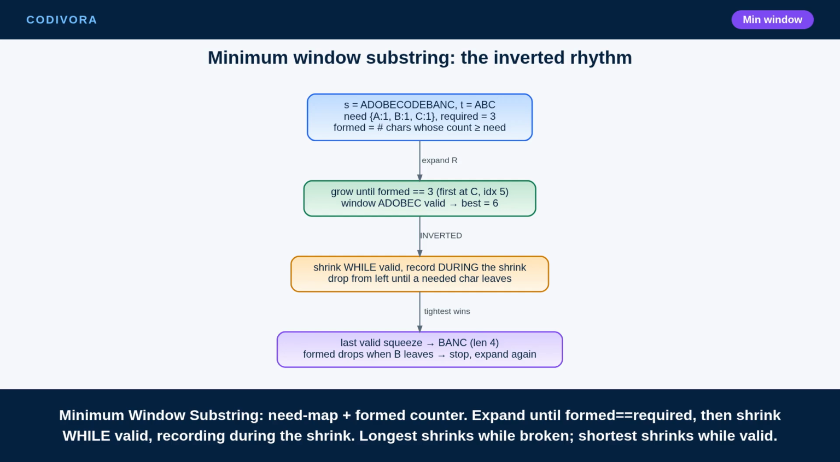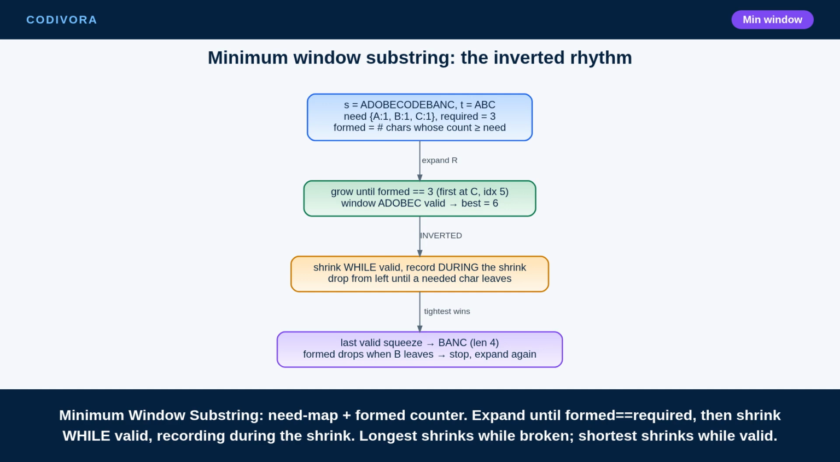Now the boss problem, minimum window substring, and it flips the rhythm. Find the smallest window of the string that contains every character of the target A, B, C. You keep a need map and a form counter of how many required characters are fully satisfied. Expand the right until formed equals required, first happening at the C in position 5, window A, D, A, B, E, K, valid. Here's the inversion.